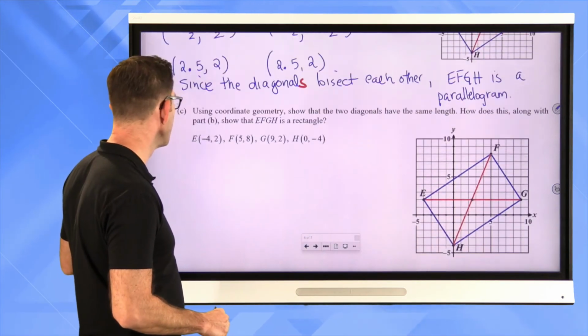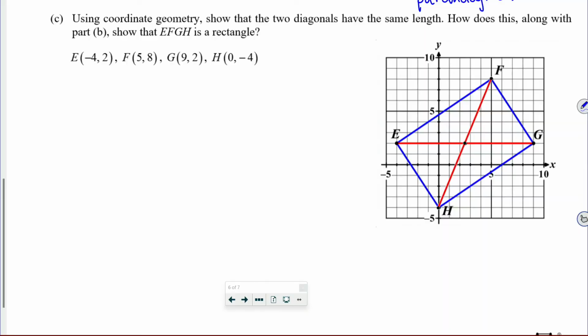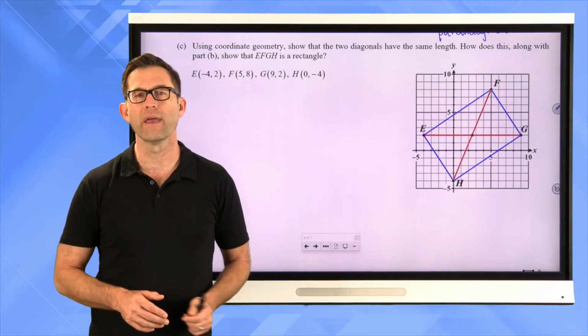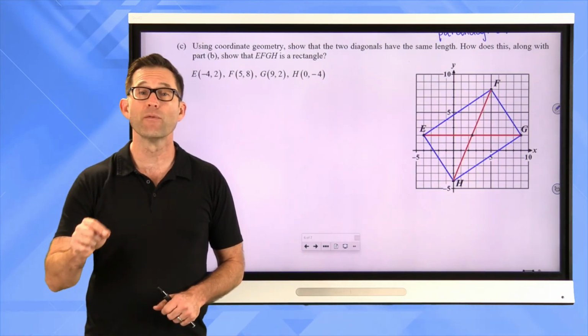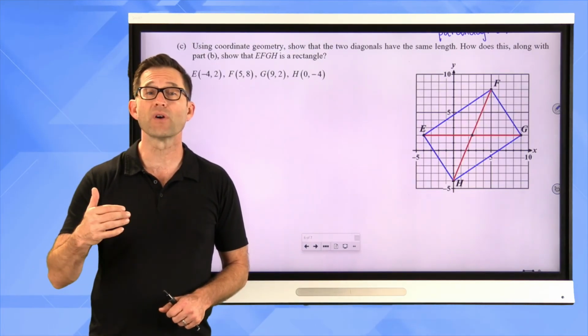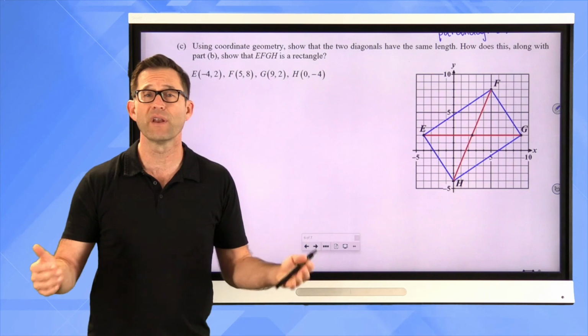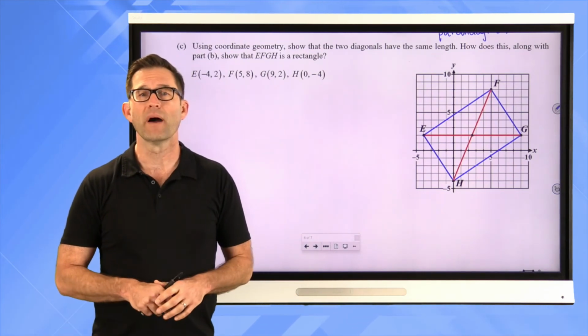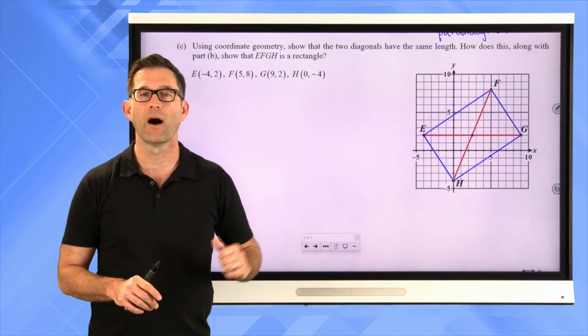Now, let's take a look at letter C. Using coordinate geometry, show that the 2 diagonals have the same length. How does this, along with part B, show that EFGH is a rectangle? So now what I'm getting at here is that there's more than one way using coordinate geometry to prove that something is a rectangle. In letter A, in my opinion, we saw the most straightforward way, i.e. prove that it's got 4 right angles. But we can also prove it by sort of doing what we did in B and in combination with C.